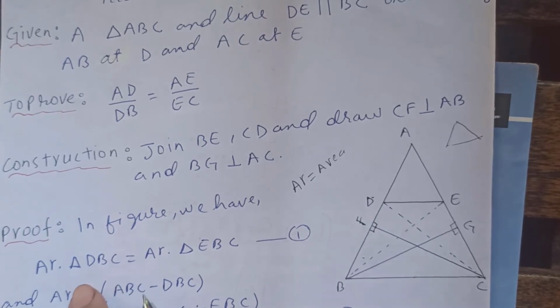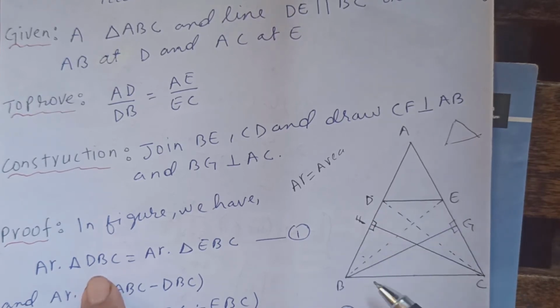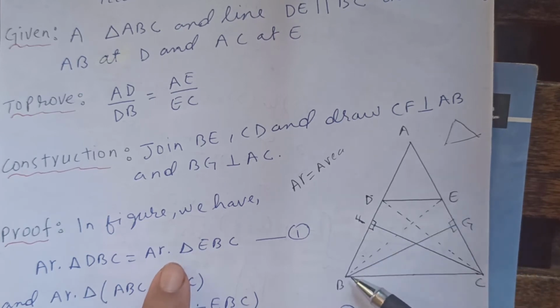So the area of triangle DBC, meaning this triangle, and the area of triangle EBC.